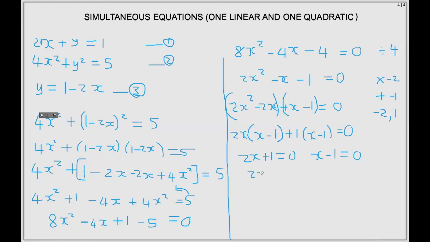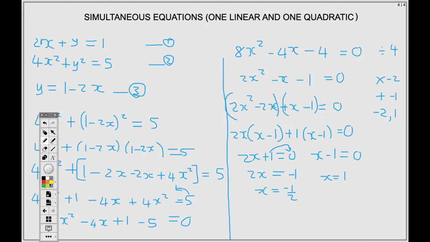Making x be by itself, so we carry the 1 over the equal sign. So we have negative 1. Then divide both sides by 2, so the answer is negative a half. Now we're going to do the same step over this side, carry the negative 1 over the equal sign, so we have 1. Now we're going to look at equation 3 to find out what the y value is.